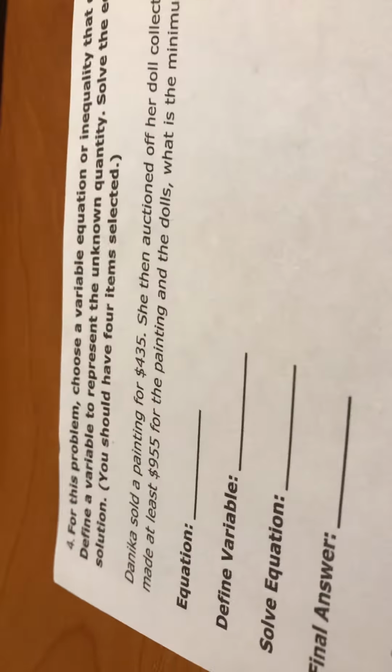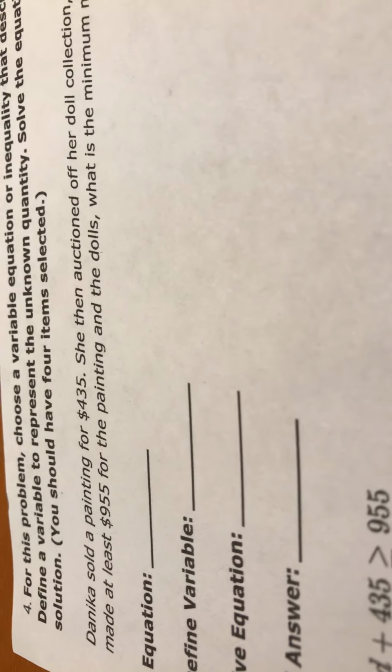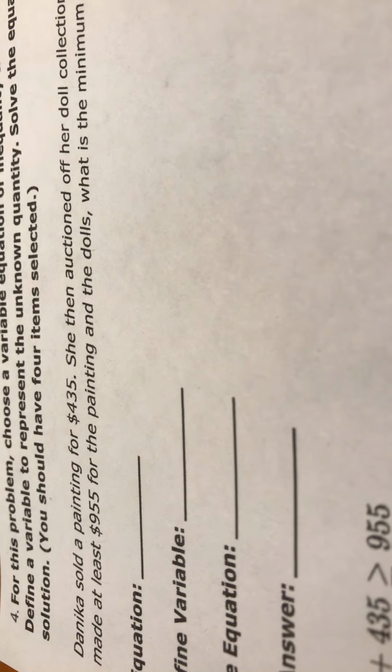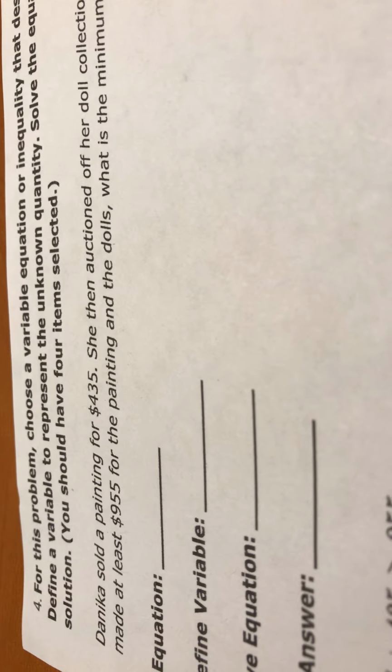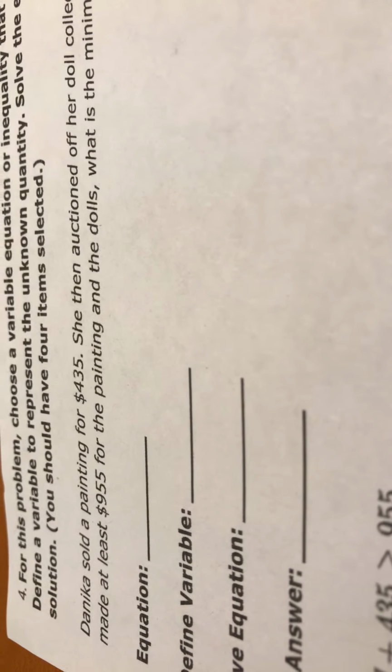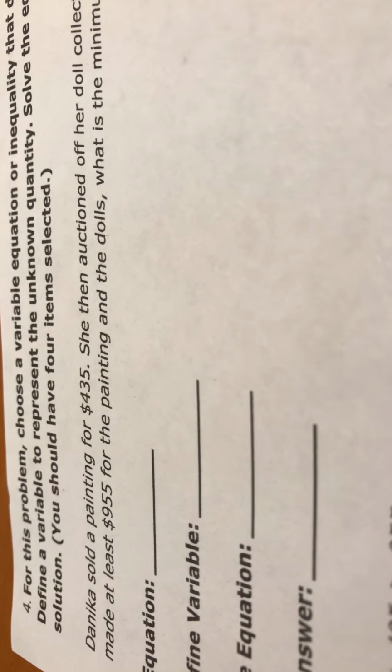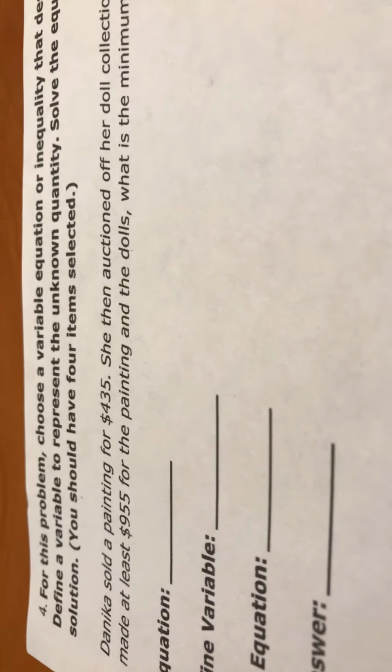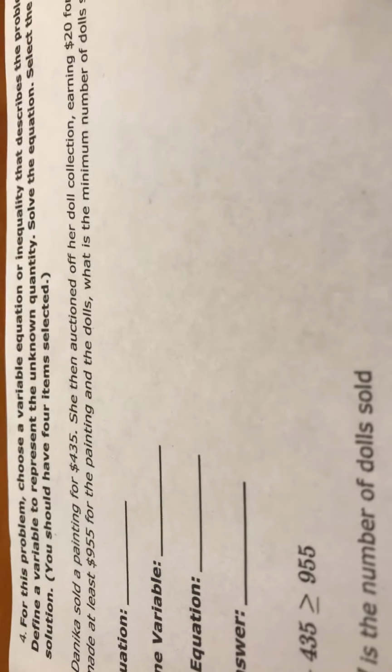Okay, so one more, because this one is an inequality. But it's the same idea. So we've got Danica here, and she sold a painting for $435. Period. Done. If that was the end of the problem, then all we know is that Danica has $435 in her pocket. Since that number is all by itself, we're probably going to add it to something else or subtract something from it. So just be ready. We're going to do something with that 435.